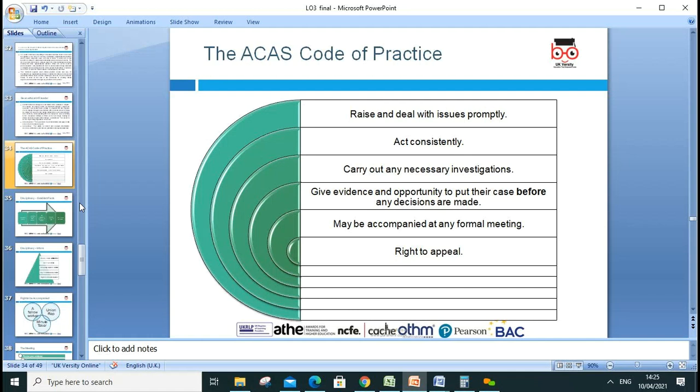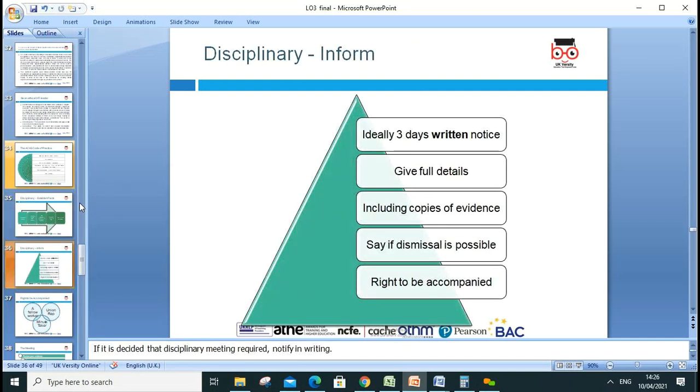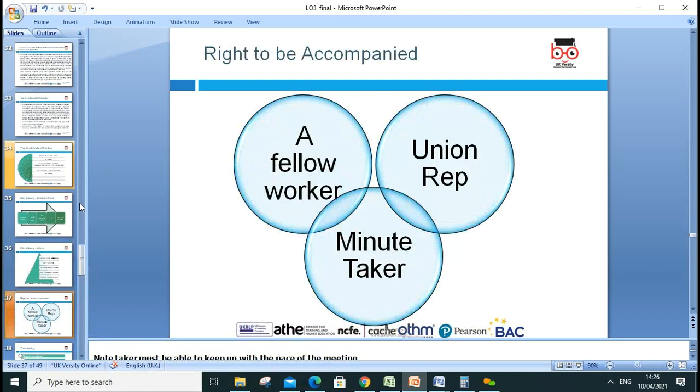The ACAS code of practice says raise issues promptly and act consistently. It is all about improving the ethical and moral values within our organization. If there are issues, a meeting needs to be arranged to discuss them, and we should have a compliance department within our organization. Ideally, give 3 days written notice and include copies of evidence. You can only dismiss if somebody does not comply with the rules.